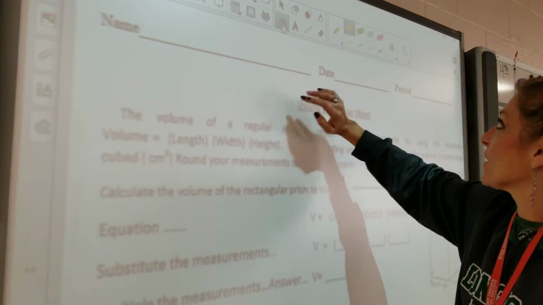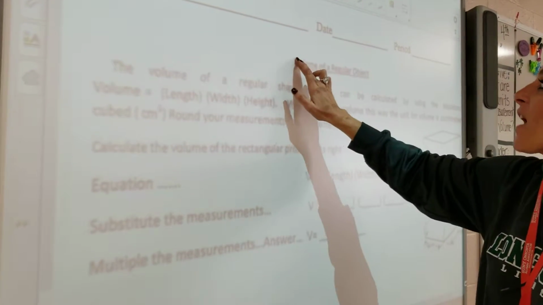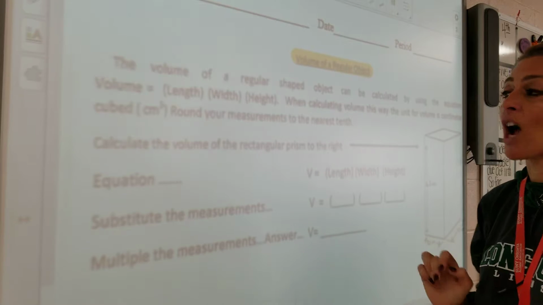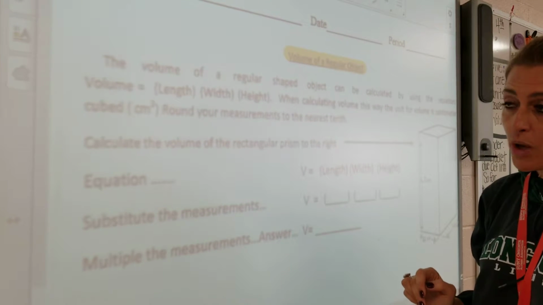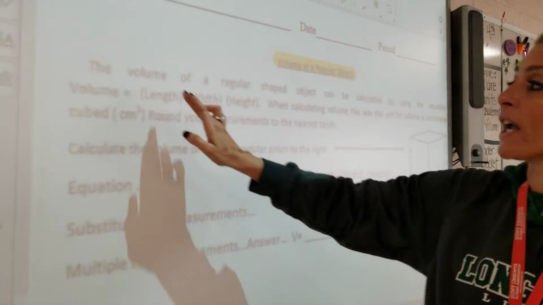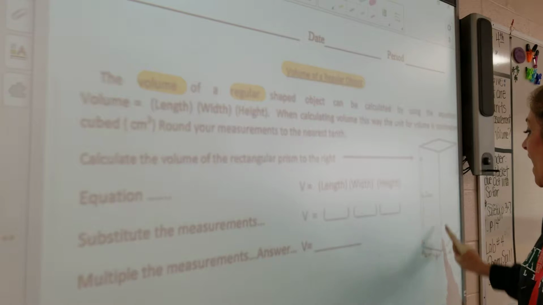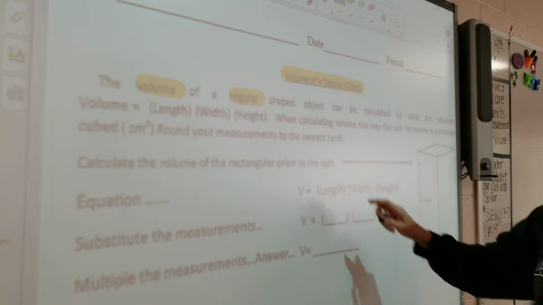Everybody should have a highlighter out, so we're going to highlight the key information. When you're finding the volume of a regular object, we're going to use a ruler. We're going to be measuring the length, the width, and the height. So the volume of a regular object. Regular means I have sides that I can measure with a ruler.